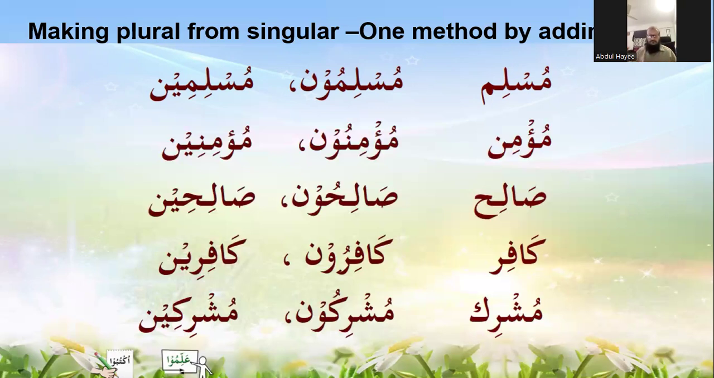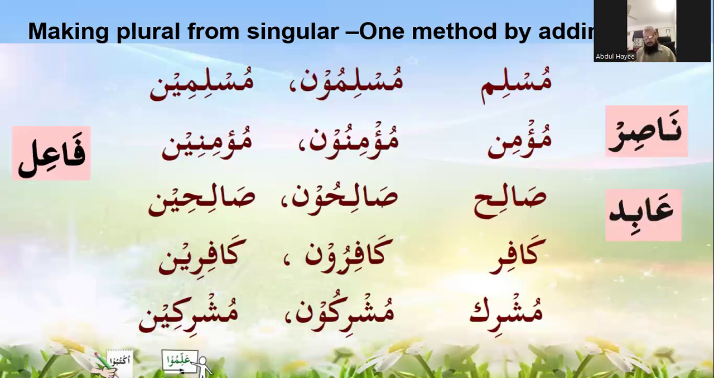So the second one is mu'min. It will be mu'minun or mu'minin. The third example is salih, salihun or salihin. Kafir. Plural for kafir is kafirun or kafirin. Then the last example is mushrik. So you put the waw nun and the ya nun for mushrik to be mushrikun and mushrikin.